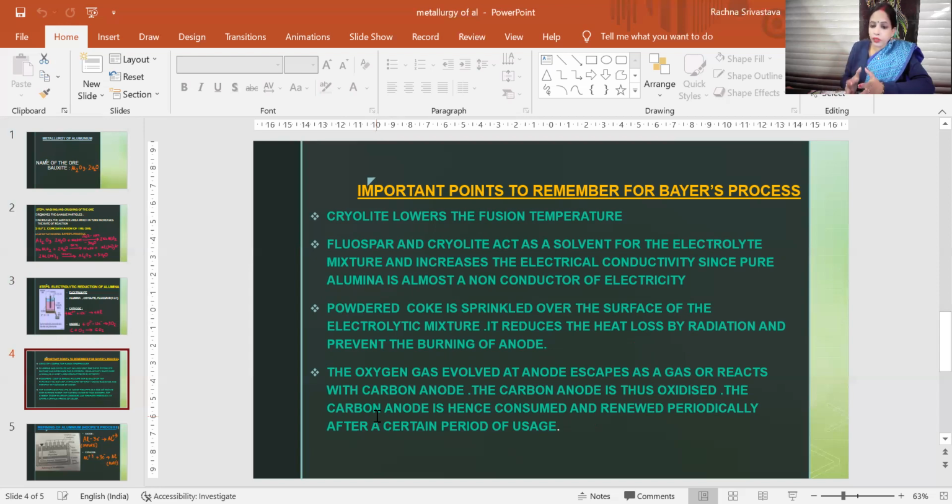Some part left over reacts with the carbon anode. So the carbon anode is thus oxidized, and the carbon anode is hence consumed and renewed periodically after a certain period of usage, because otherwise, instead of the carbon anode you will get carbon dioxide, which is a gas that will escape out. And if these anodes are not changed periodically, then after some time, instead of an anode you will have only an atmosphere of carbon dioxide gas. So the renewal of these carbon anodes is a must.